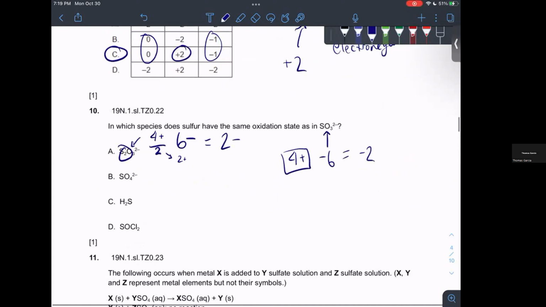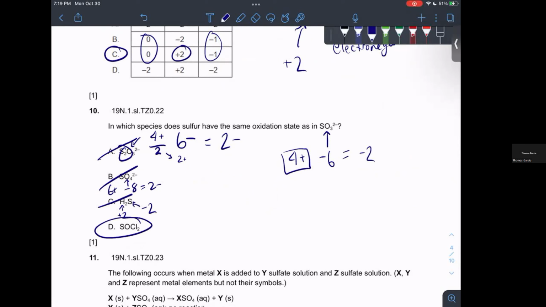So moving on, SO4 2-. That is going to be a -8, but we only equal 2-, so sulfur is a 6+. Also not that one. H2S, these now carry the +2. Therefore, sulfur gets to be -2, which is kind of what it wants, but it is not right. The answer must be D, where we can look that oxygen is -2.